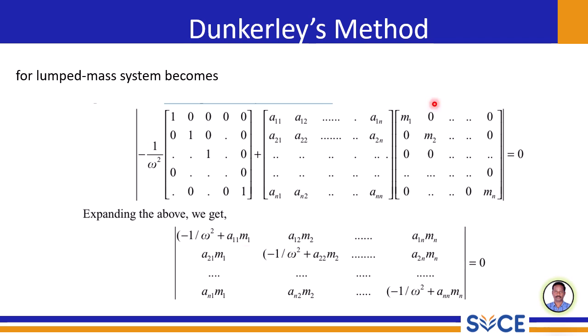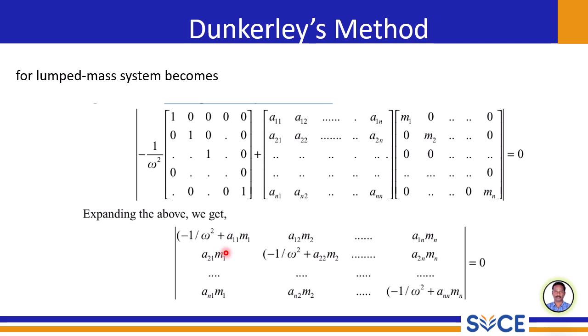The off-diagonal elements involve the product of the flexibility coefficient between different masses and the corresponding mass. For instance, the element in the first row and second column is A_12 m_2. What is the meaning of this? That is the flexibility coefficient at 1 and the mass at 2. Expanding this determinant will yield a polynomial equation in terms of 1 by omega square.